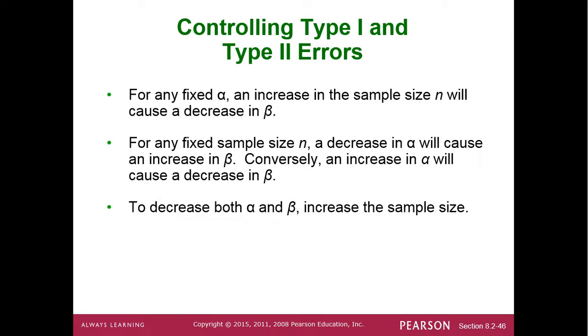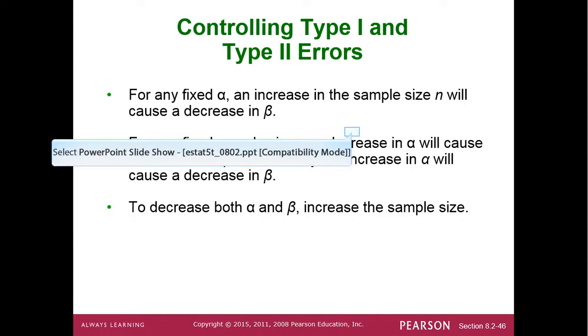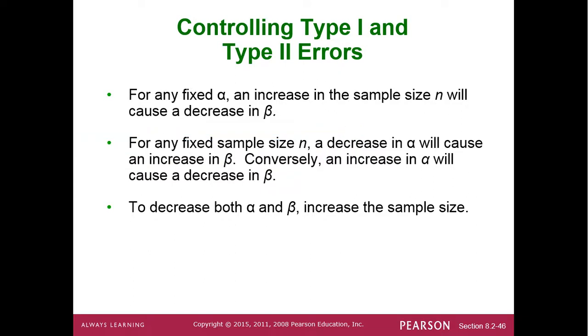For any fixed alpha, if you increase your sample size, you'll decrease your beta, your type 2 error. If you fix your sample size, if you decrease your alpha, then beta is going to increase, or conversely. If you want to reduce both type 1 and type 2 errors, then you've got to make your sample size larger. And again, we talked about that back in the beginning. If you want to be more precise about your results, then you're going to have to increase your sample size.